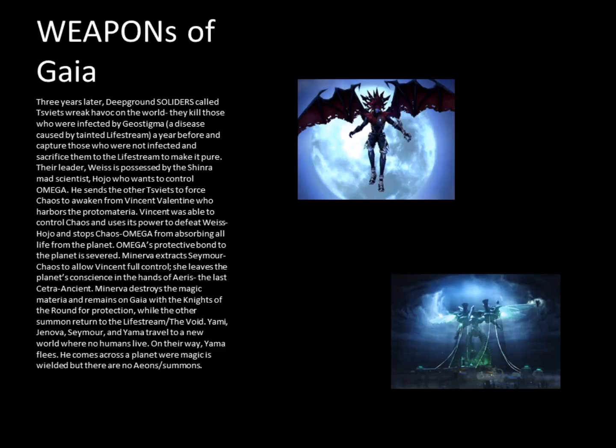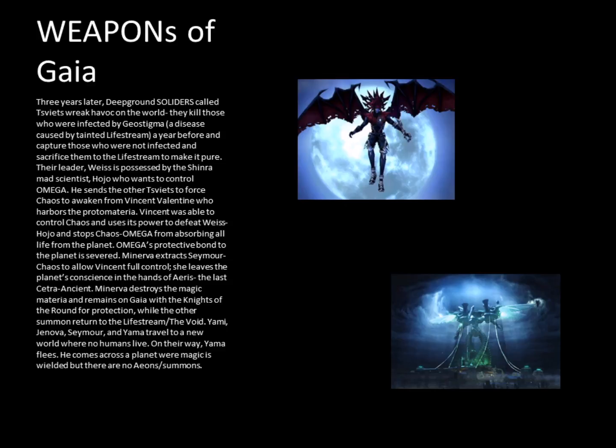He sends the other Spits to force Chaos to awaken from Vincent Valentine, who harbors the proto-materia. Vincent is able to control Chaos and uses his power to defeat Hojo and stops Omega from absorbing all the life from the planet. Omega's protective bond to the planet is severed.